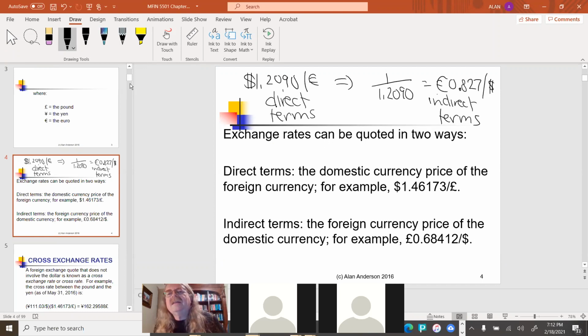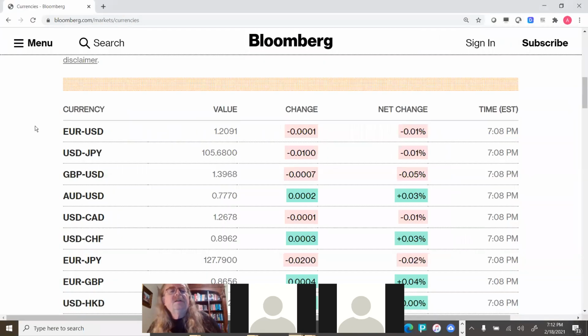And of course, they both mean the same thing. But for whatever reason, by convention, there's certain quotes that you tend to see. For example, if you look in any online article about currencies, you'll typically see that the dollar euro exchange rate is quoted as dollars per euro. For the yen, it tends to be yen per dollar. And for the pound, it tends to be dollars per pound.